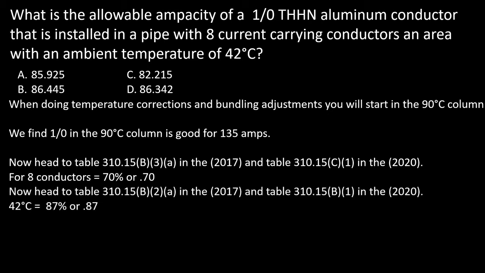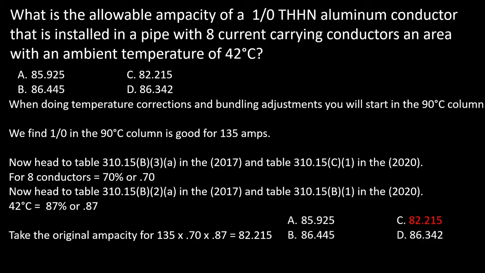Now we're going to do our temperature corrections. We find out that when we're dealing with 42 degrees C, remember we have to make that distinction. When you're dealing with Celsius, you start on the far left-hand side, go down and find your ambient temperature, and then come all the way back across to the 90 degree C column and make sure that you select the correct factor. And we're going to use 87% or 0.87. We take the original ampacity of 135, multiply it by 0.70, and multiply that by 0.87, and that's going to give us a new allowable ampacity of 82.215 amps, and we're going to select C.